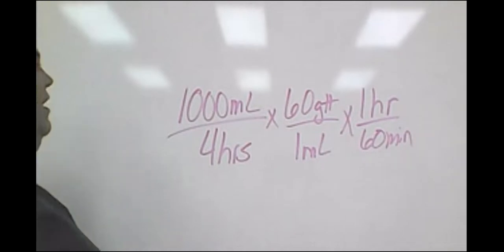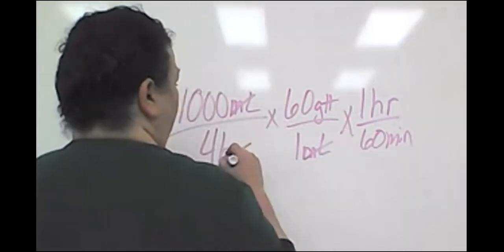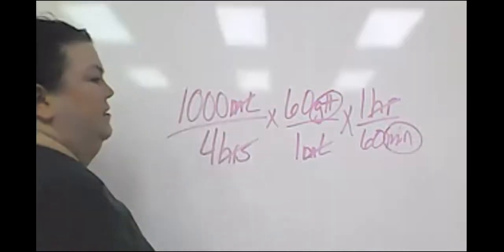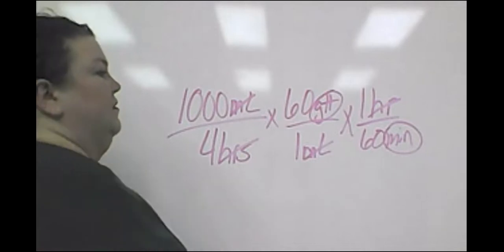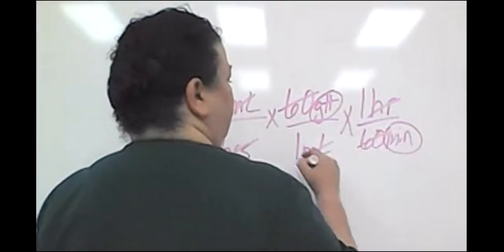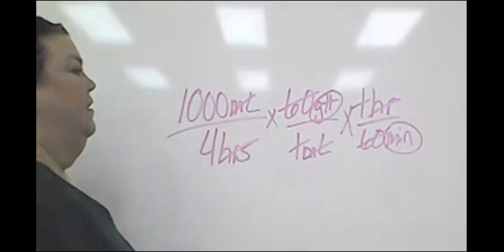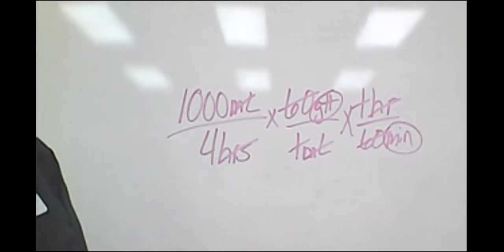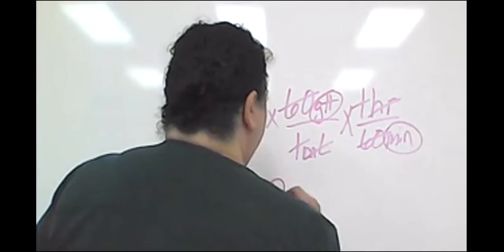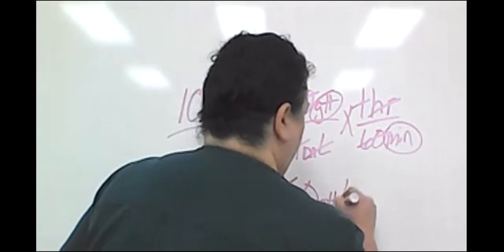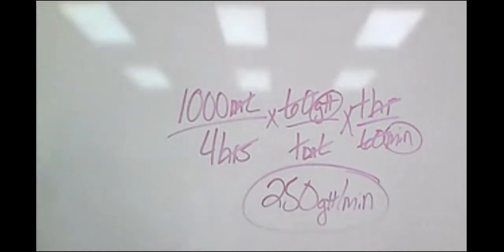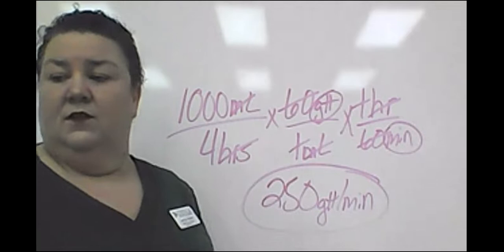Now I'm going to cancel out my like units of measure. We'll lose the milliliters. We'll lose the hours. I'm left with drops as the numerator and minutes as the denominator. I can go ahead and cancel out any like numbers. We can lose the 60s and these ones. And it literally leaves you with 1,000 divided by 4, which equals 250 drops per minute. So this is drop factors.